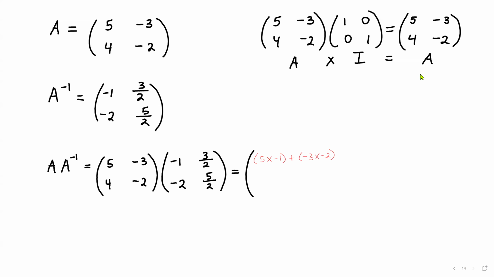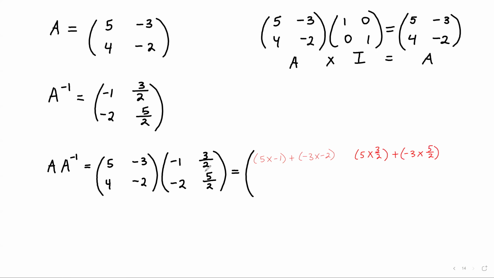Sorry, I made this really thin and now it's difficult to see. And then we have row 1 by column 2. So that would be 5 times 3 over 2, plus negative 3 times 5 over 2, right? Remember, row 1 by column 1 would be this one here. So 5 by negative 1 plus negative 3 by negative 2. And then same row 1 by column 2 would be 5 by 3 over 2 plus negative 3 by 5 over 2.